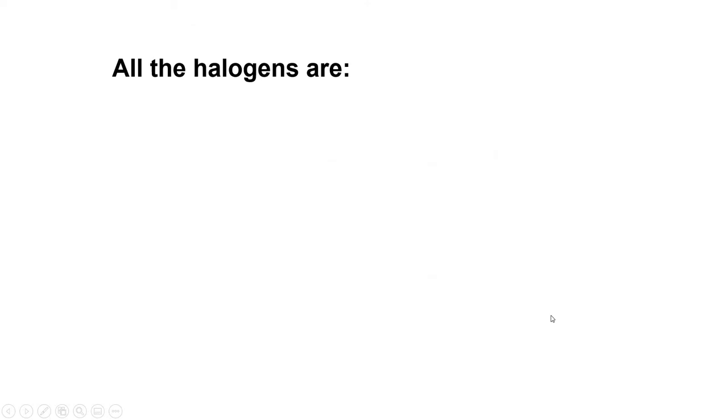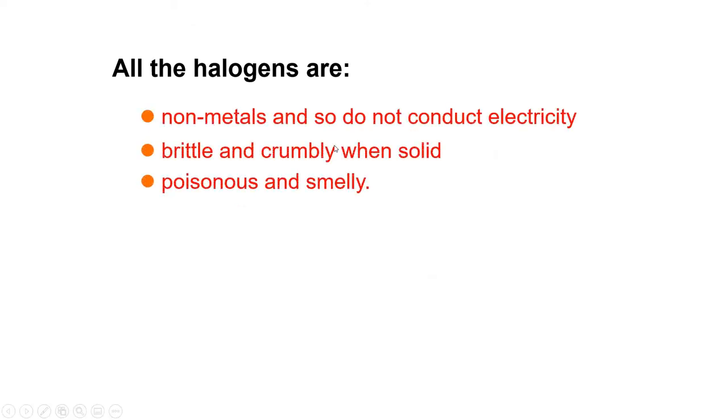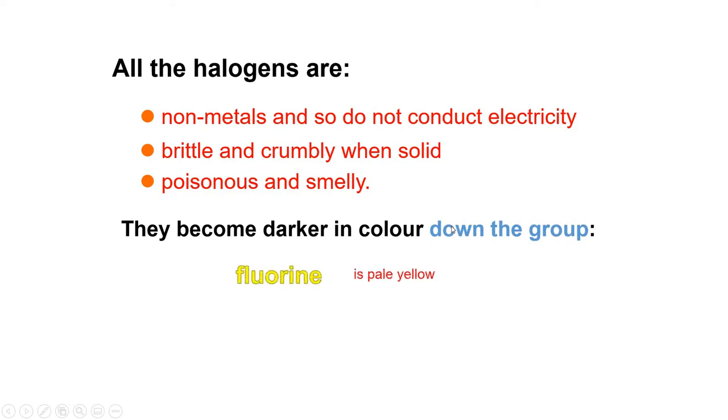So, what do they have in common? They're all non-metals, which we spoke about a couple of slides ago. They do not conduct electricity. They've got no delocalized electrons, so they cannot conduct electricity. They're all brittle and crumbly when solid, and they're all poisonous and smelly. In fact, chlorine is so poisonous it used to be used as a chemical weapon. So it's very, very toxic.